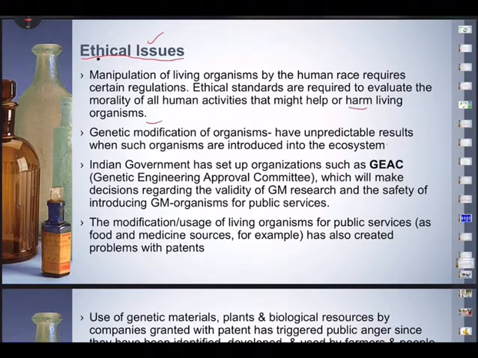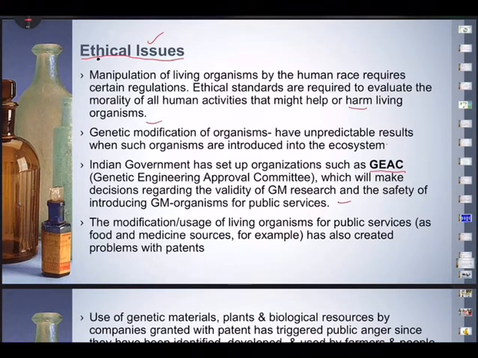They have unpredictable results when such organisms are introduced into the ecosystem. I have been telling in the very beginning of this chapter that there is always unknown danger. Whenever we are dealing with a known danger, of course we can take some precautions, but with unknown danger, we need to be extra careful. So as part of it, the Indian government has set up organizations such as GEAC, the Genetic Engineering Approval Committee, which will make decisions regarding the validity of GM research and the safety of introducing GMOs for public service. So this is the highest ethics committee which has to give permission.